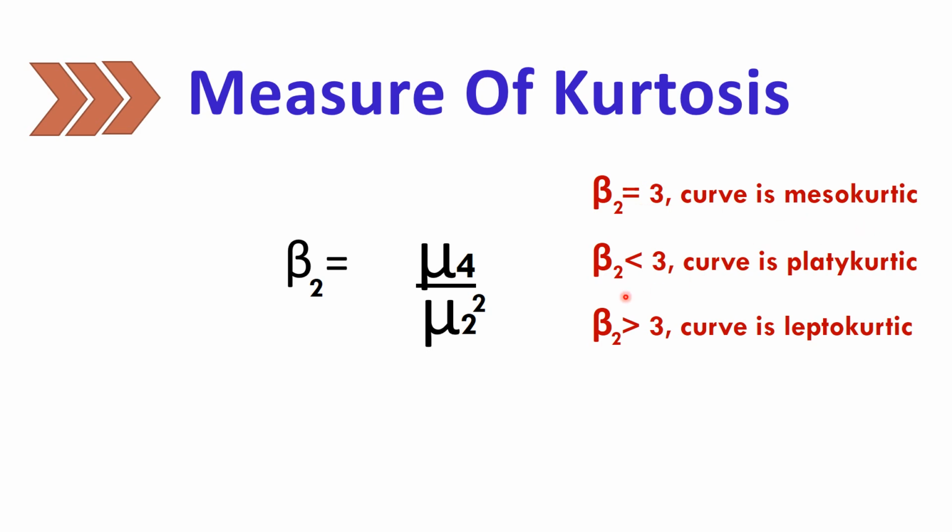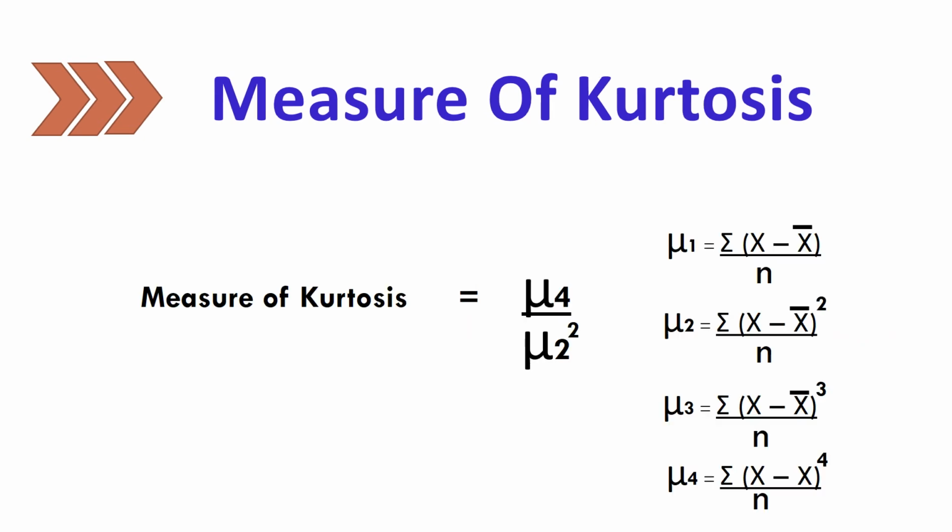If beta 2 is a value less than 3, then that curve is platykurtic. And if beta 2 is greater than 3, the curve is leptokurtic. That is how we analyze the measure of kurtosis. This measure of kurtosis is Karl Pearson's measure. So let us see how this mu 4 and mu 2 square are measured.